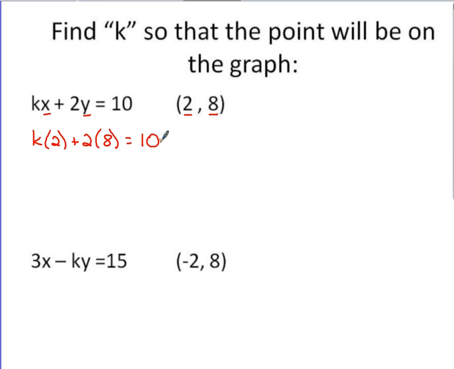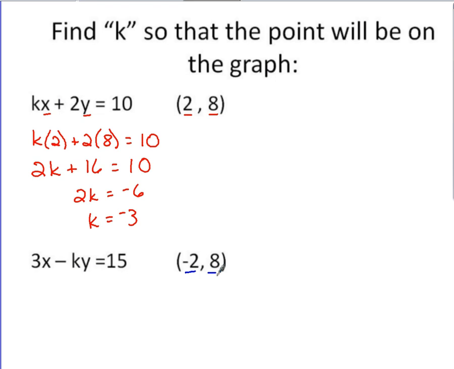Do a little housekeeping here. We've got 2k plus 16 equals 10. Subtract 16 and 2k equals negative 6. Divide by 2, k equals negative 3. So k would have to be negative 3 in order for 2, 8 to be an ordered pair or a point that falls on this linear function. That makes sense.